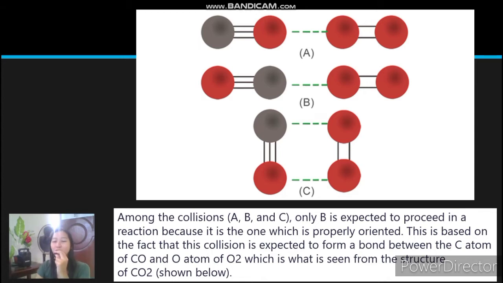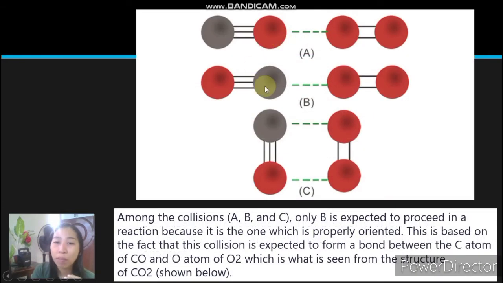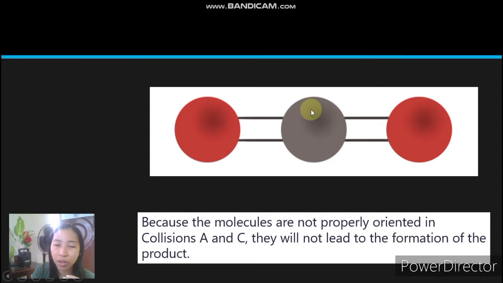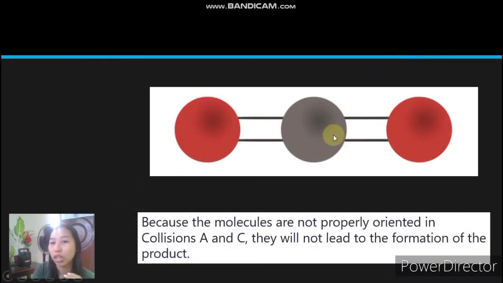So if we look at the CO2 molecule, this is its shape. The C atom should be at the center of the 2 O atoms. That is why, if we go back to the orientations, the only possible arrangement for your CO2 is letter B, right? That is why among the 3 collisions, only B will proceed into a chemical reaction. So that is your final product. This is your CO2 or carbon dioxide molecule.